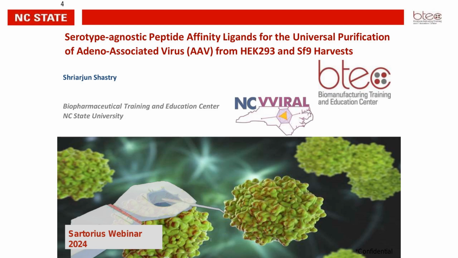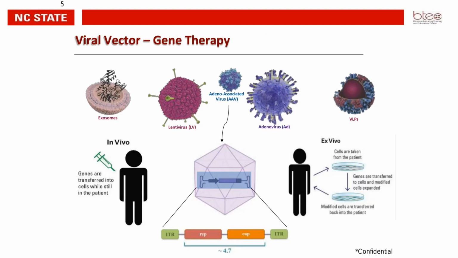I work closely with an initiative at NC State called NC Viral. We work with different viral vectors such as lentivirus, adenovirus, adeno-associated virus, and so on. But the main focus of my study was adeno-associated virus, which is basically the smallest viral vector, with the ability to encapsulate about 4.7 kilobases of single-stranded DNA. And they have a very nice property of tropism, because of which their preferred mode of delivery is in vivo. Some viral vectors are also delivered ex vivo, wherein the cells of the patients are taken, genes are transferred, and the modified cells are put back into the patients.